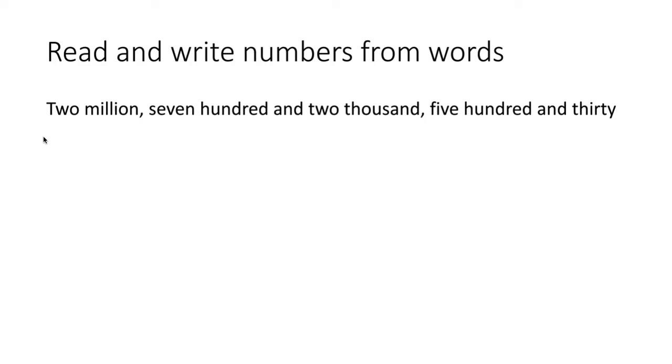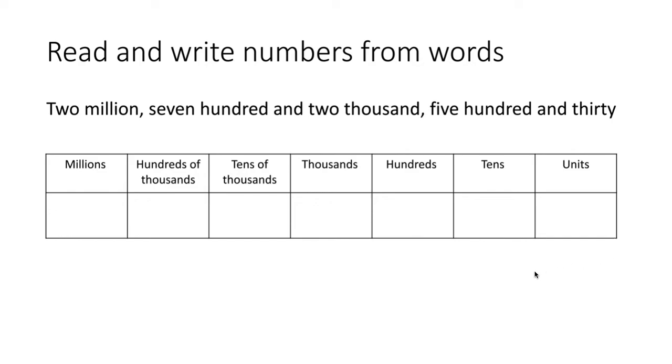Our first example, 2,702,530. Here's an empty place value chart. Let's have a look together. 2 million, quite clearly in the millions. Then we've got 702,000, and that will be within our thousands. Then we've got 530, that'll be within our last block here.